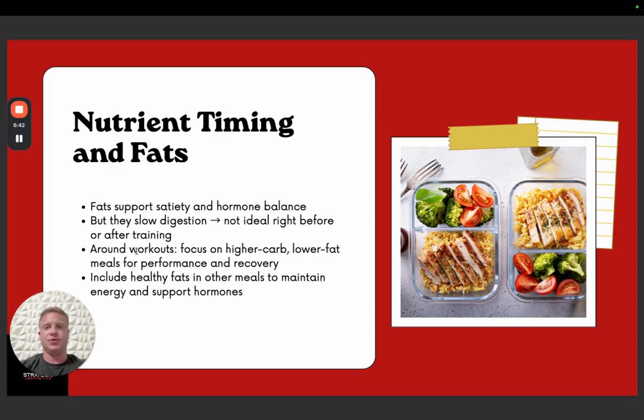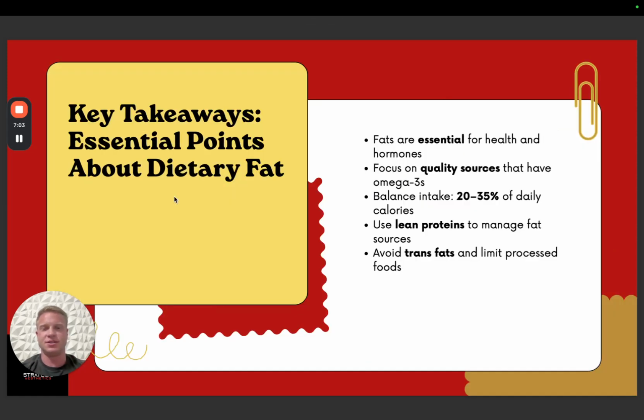We want to have our fats on the opposite side of training. So if you're going to train in the morning, you'll have most of your fats in the afternoon. If you're going to train in the afternoon, you'll have most of your fats in the morning. You just want to keep it opposite. That way digestion is moving right around the time that you're training, and you're not having any digestive issues during training.